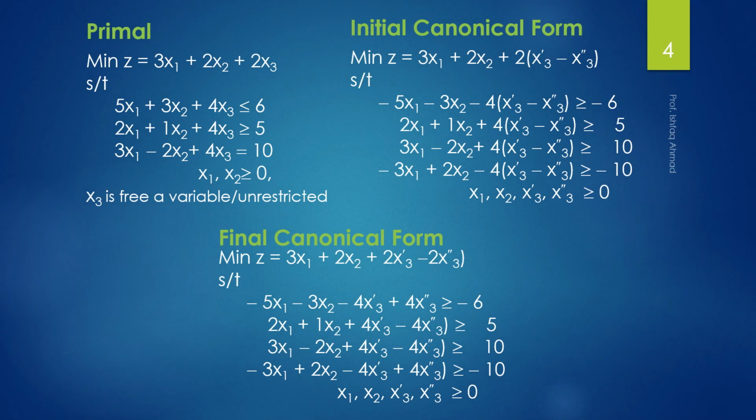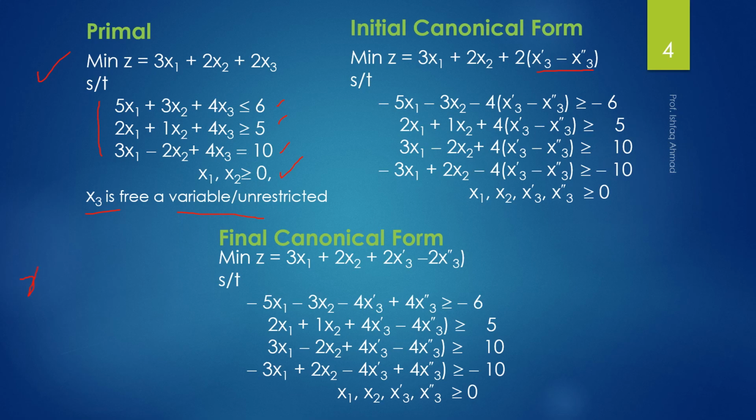Let's discuss another complex primal problem, the original problem. In this case we have taken a primal in the form of minimization. It has three constraints. The constraints are of mixed nature: less than, greater than, equal to. Two of the variables are restricted, whereas the third variable x3 is unrestricted. So remember, the third variable will be replaced by x3 dash and x3 double dash.